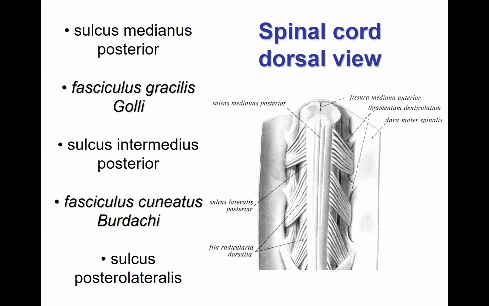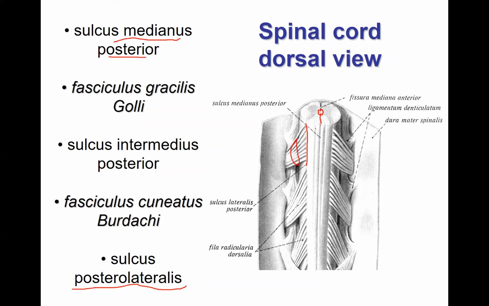From the posterior point of view, there's a shallow posterior median groove, but there's a septum which continues up to here. So then the white and gray matter are quite divided, and the only area where they communicate is in the middle. So it's a shallow posterior median groove continuing as the posterior median septum. Then you can see this groove, which is the posterolateral groove where the posterior root emerges.